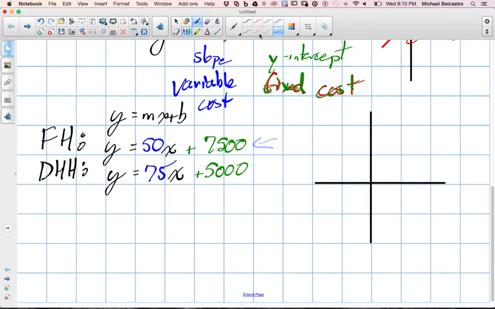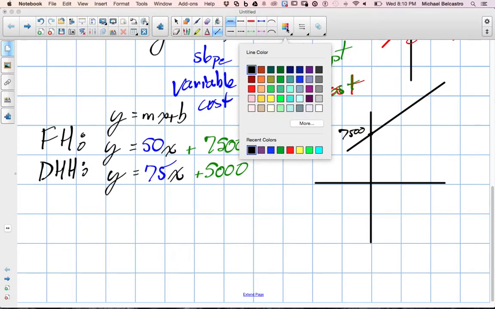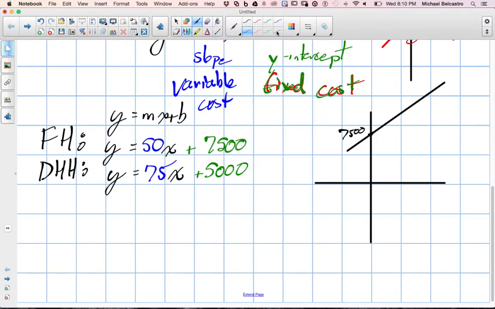So the first one, we'll draw in black. It's at 7,500, and it has a slope of 50. I'm just going to say that's about what 50 would look like. We don't really have a great scale here. And then our other one, we can do that one in maybe green.